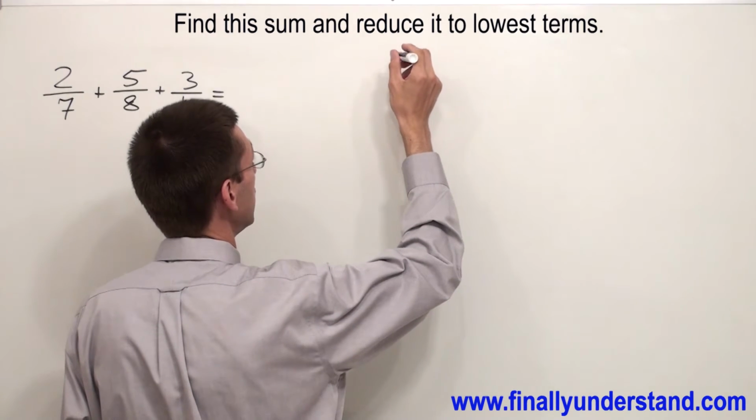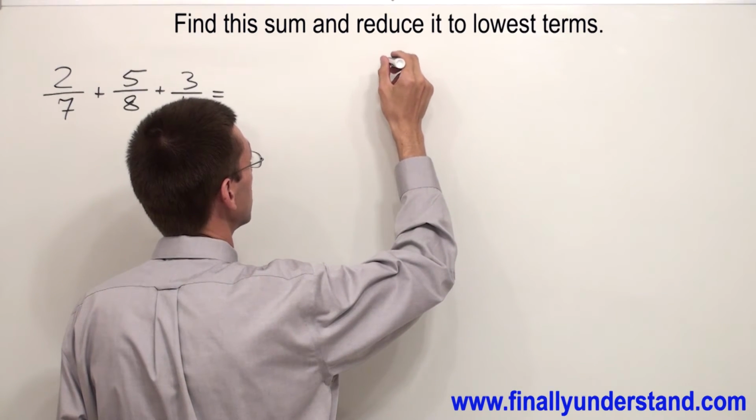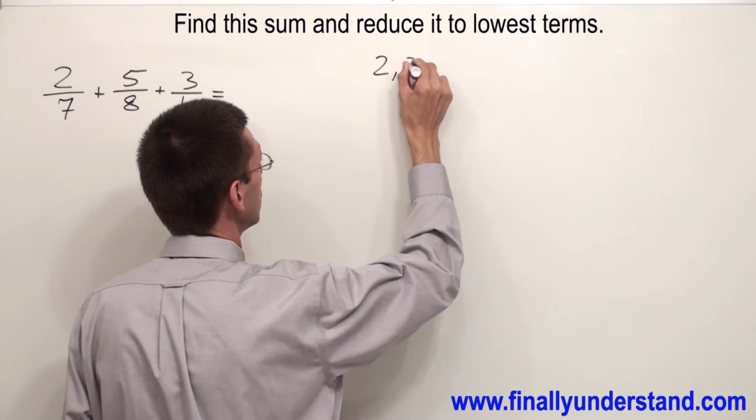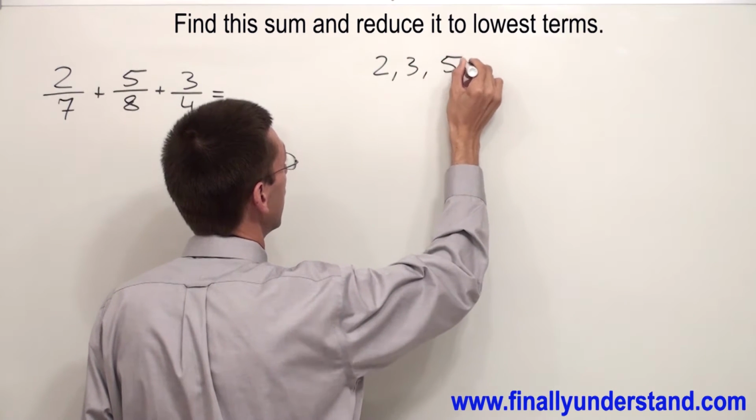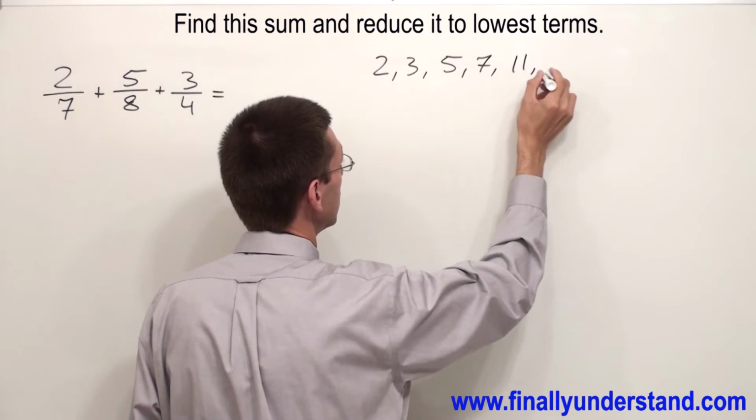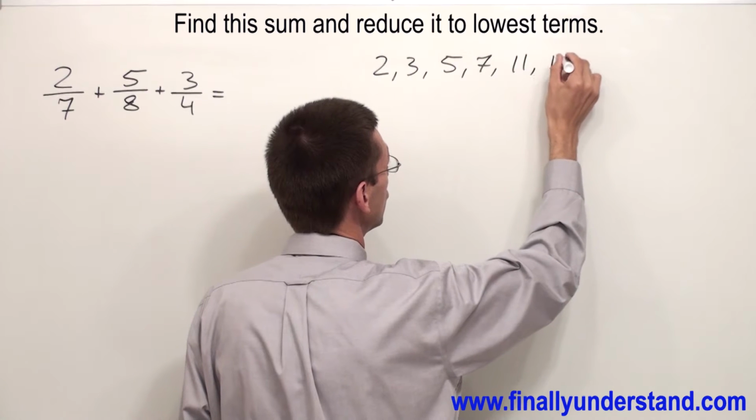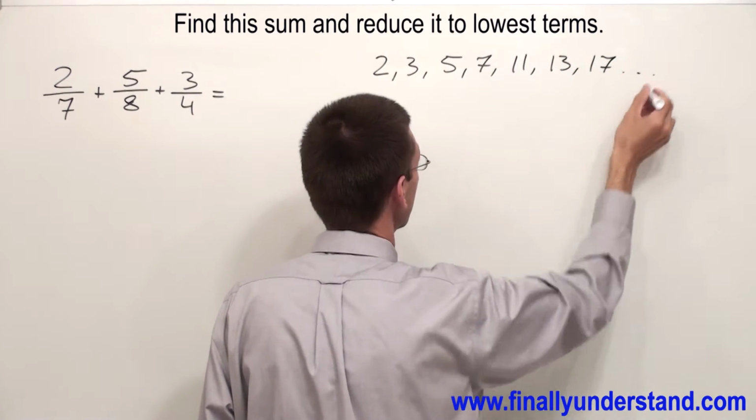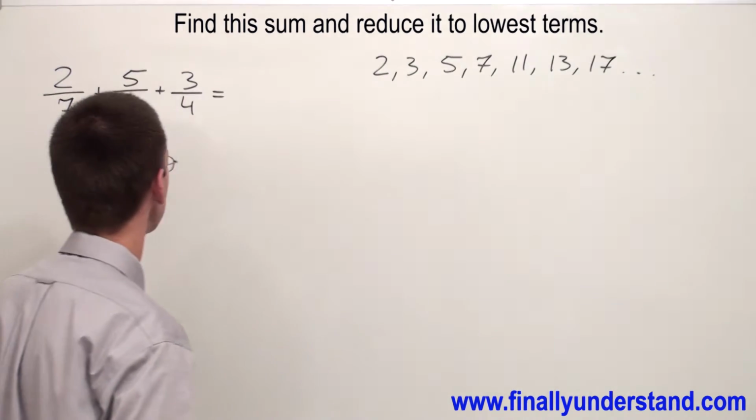Please keep in mind that we have to use the prime numbers. Prime numbers are 2, 3, 5, 7, 11, 13, 17. Okay, at this moment that is enough for us.